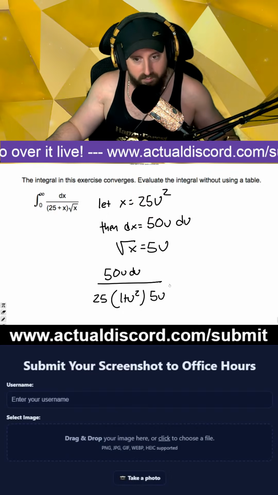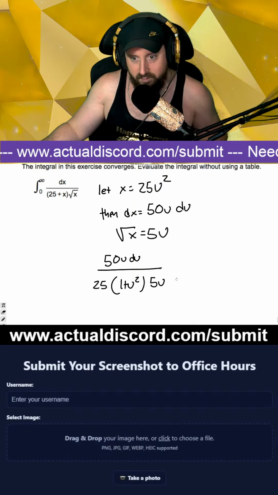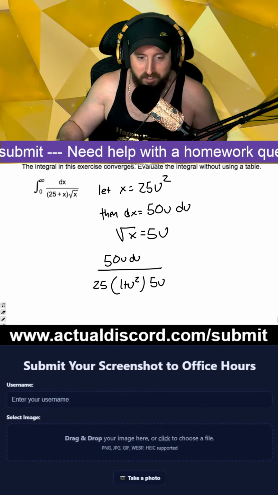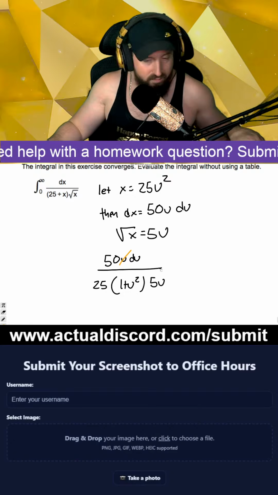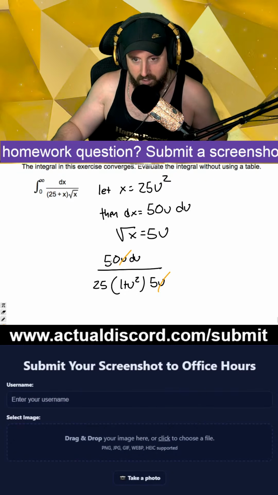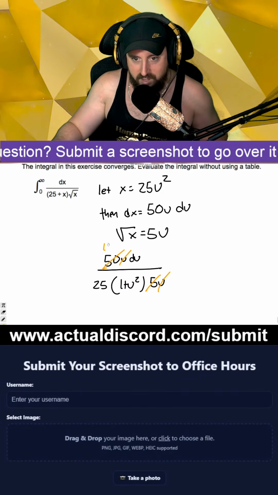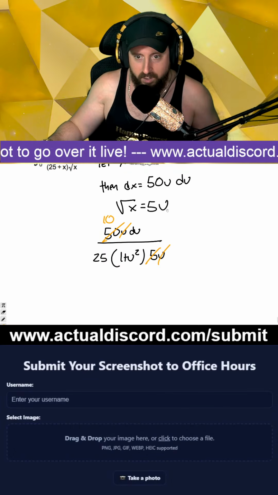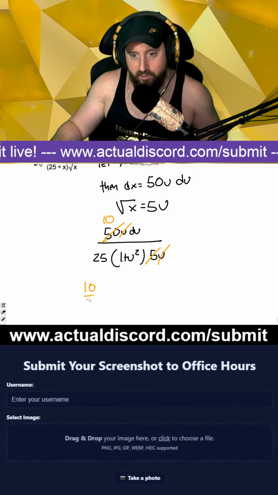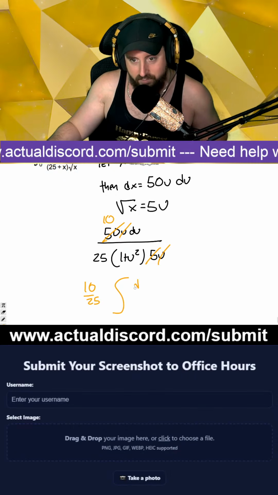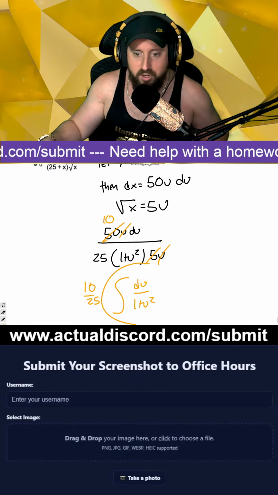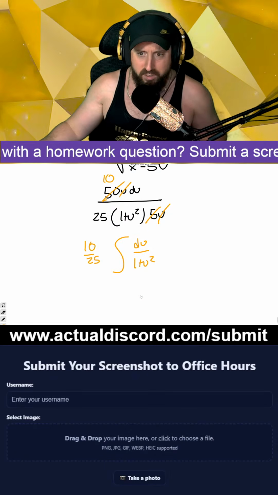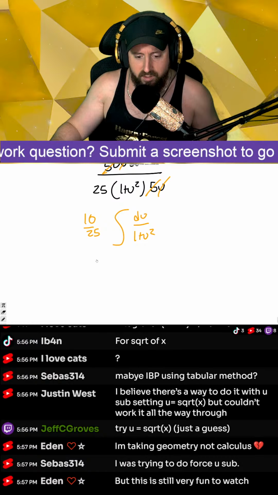Ah, look at this. I think I see something here. Oh, this is super cool. Watch, this cancels. 50 and 5 becomes 10. We're basically forcing a u-sub here. So then I have 10 over 25 integral of du over 1 plus u squared. This is a known one, right? This is arctangent, I believe.